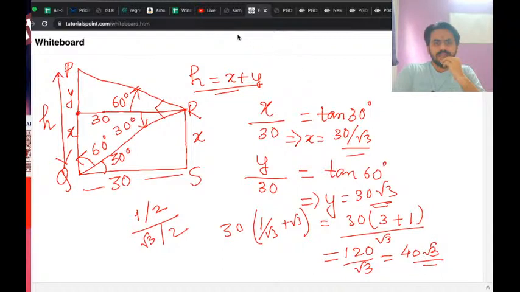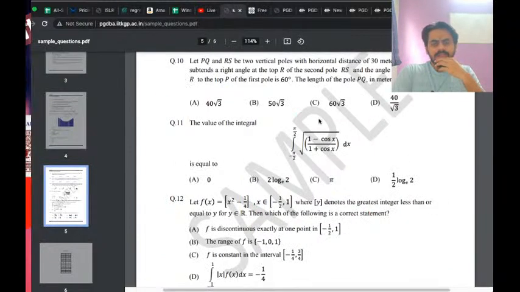So let's look at the answer. So the answer is 40 root 3, option number A.